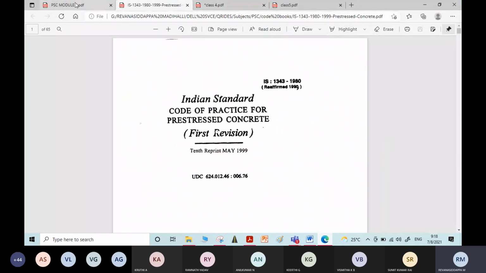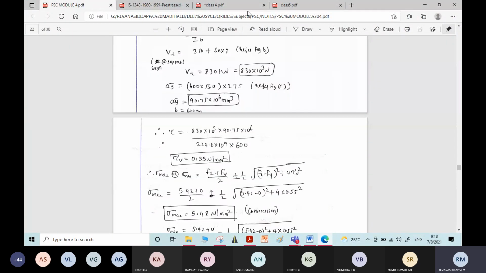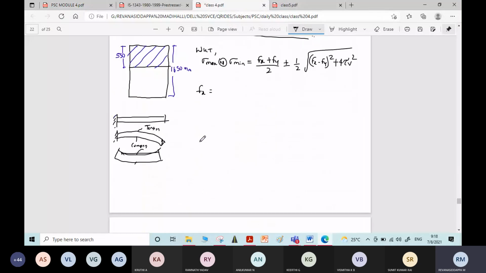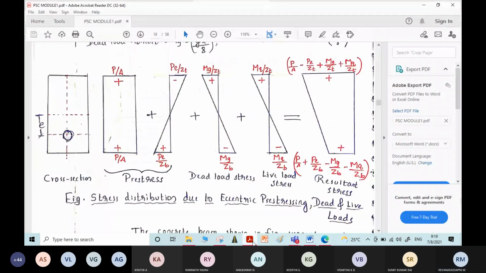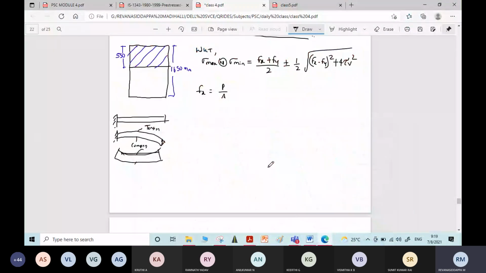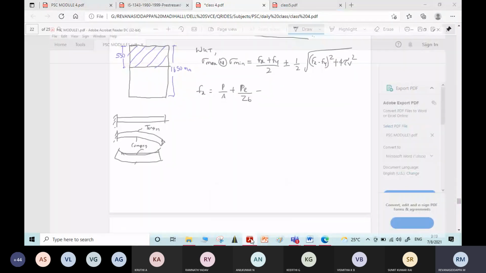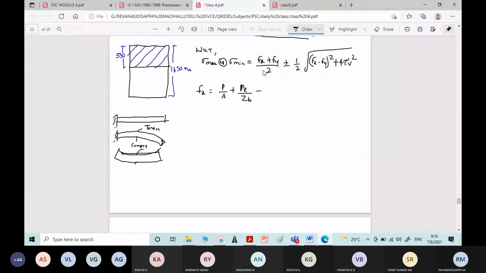That you write here: Fx equal to P by A, then plus P by ZB minus mg by ZB minus mq by ZB, plus PE by ZB minus mg by ZB minus mq by ZB.